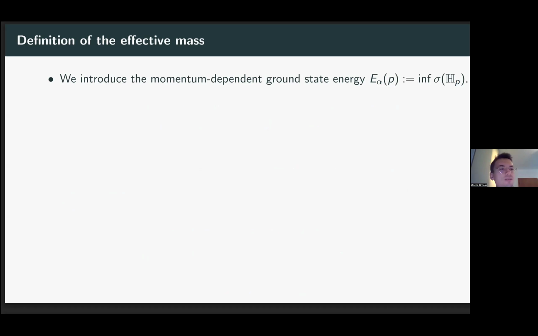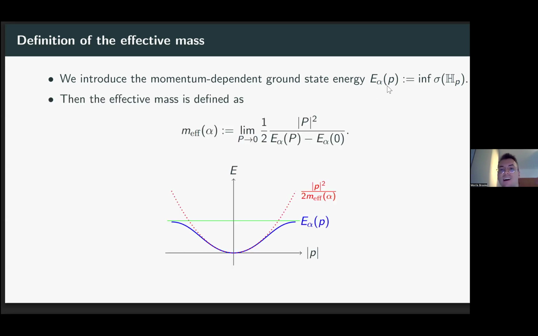Now, I have not written it down, but if you see this E alpha without a P, I mean the total ground state energy. So this would be the infimum over E alpha of P over every P, right? And it has actually been proven that this function E alpha of P takes its total minimum at P equal to 0. Okay. So having the momentum-dependent ground state energy at hand, I can now give you the definition of the effective mass.